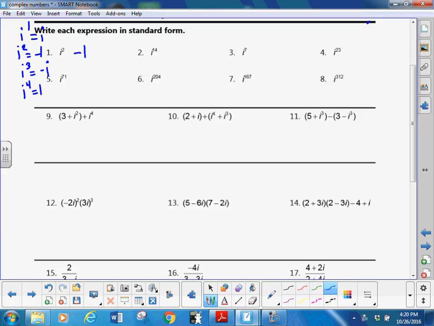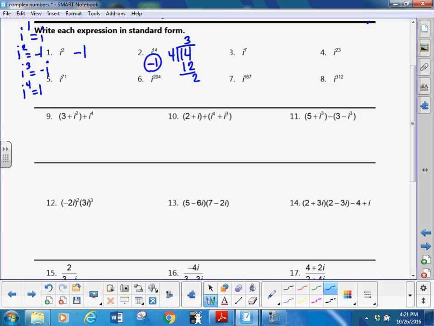For number 2, i to the 14th, you do 14 divided by 4. You have a remainder of 2. That remainder is really what I'm looking at. So I go back to my pattern. See, i squared, which is where my 2 is at, is equal to negative 1. So that's my answer right here. Let me work another one.